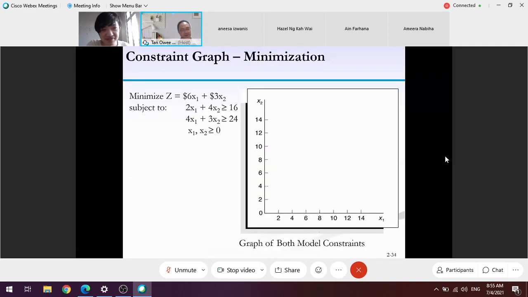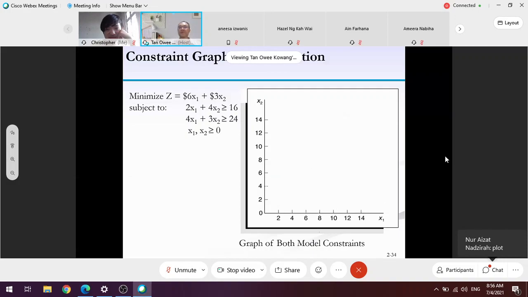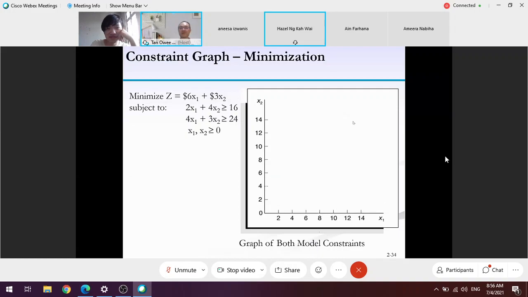Again, the first step is for you to find the coordinates, x1, x2. Now, for the second step, what should I do? Anyone? Plot. Plot which one? Plot the constraint, plot the objective. Nobody wants to answer that. Why?